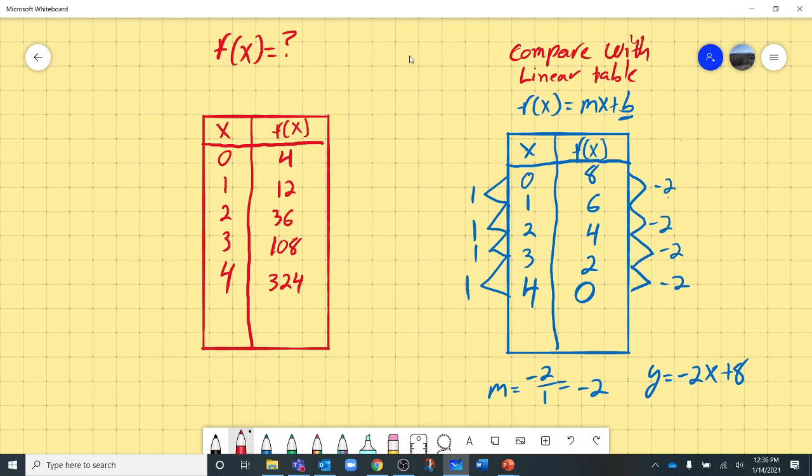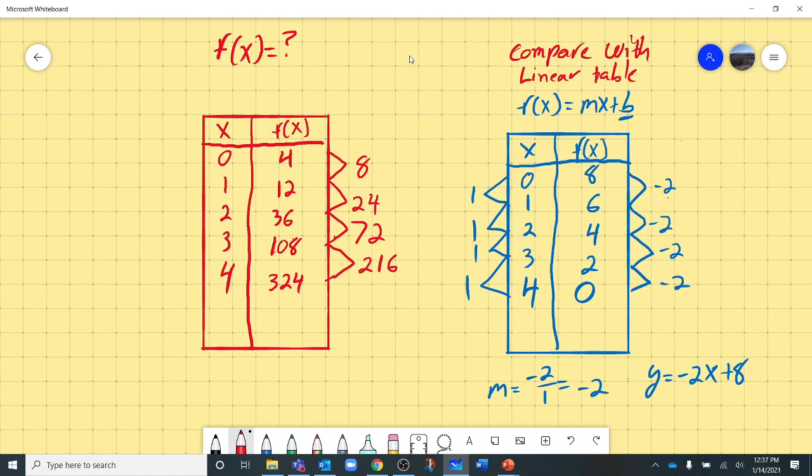Let's look at the other table, the exponential function table. If we tried the same thing, 4 to 12, okay, so we add 8. 12 to 36, okay, now we add 24. 36 to 108, that's 72. 108 to 324, that is 216. Yeah, so it's not a constant number.